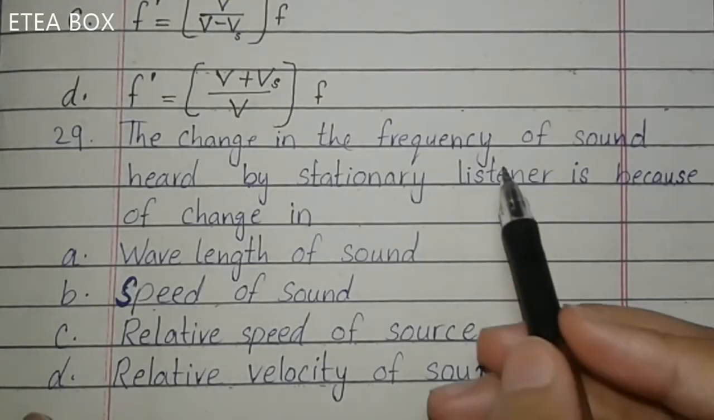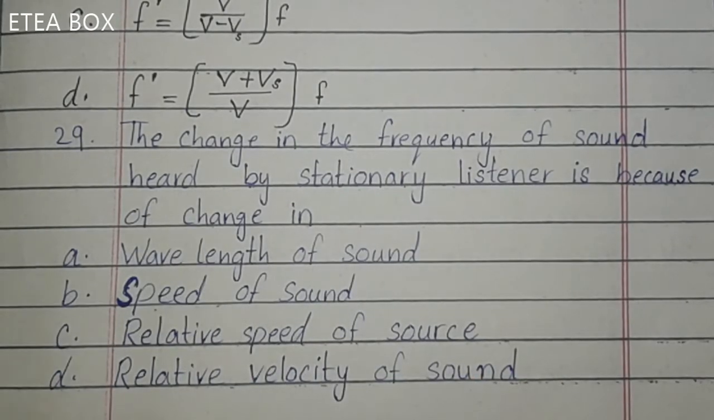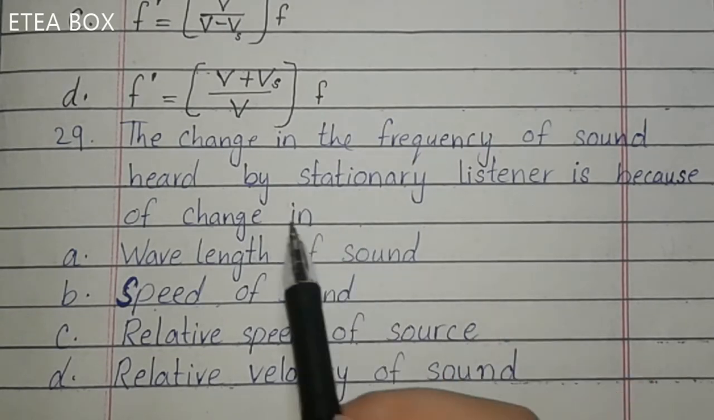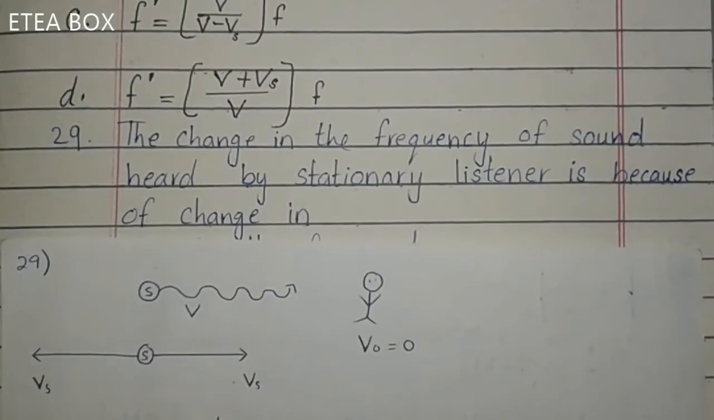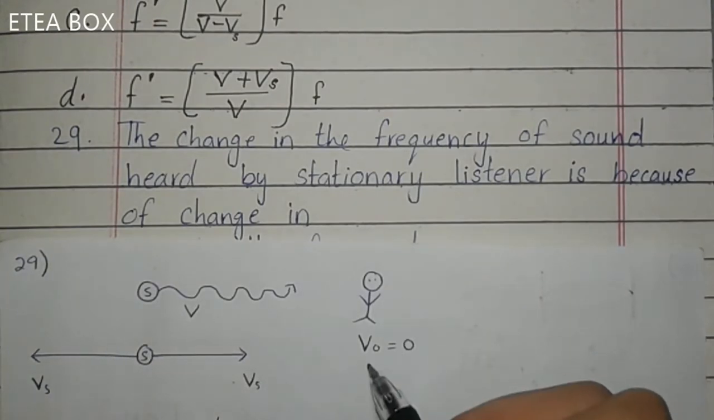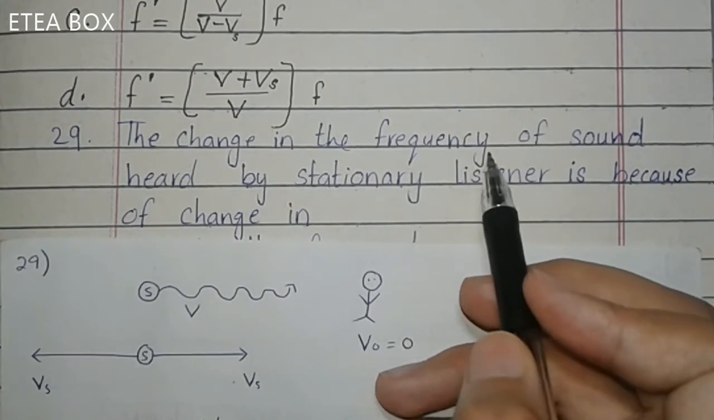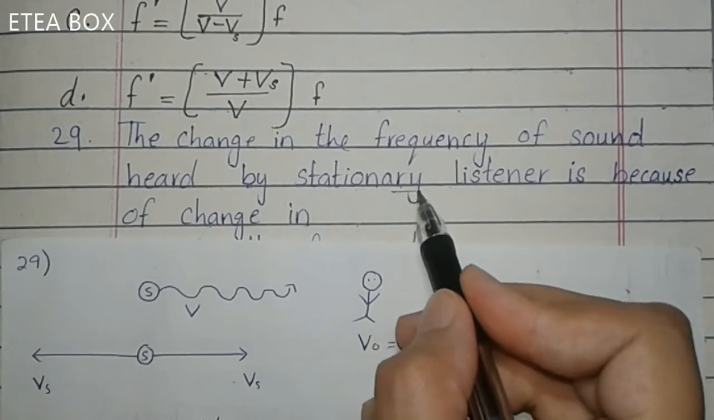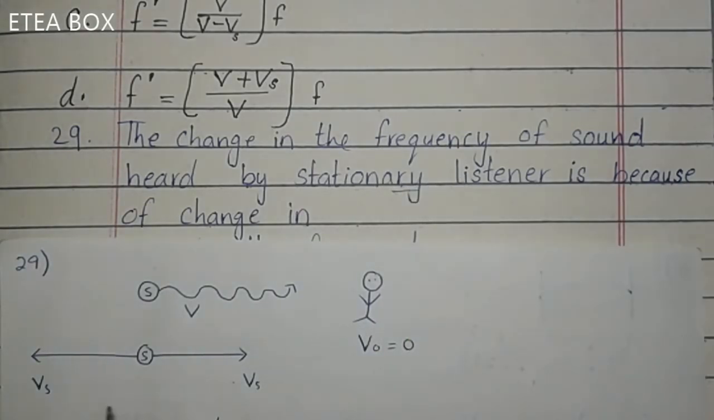Next one. The change in the frequency of sound heard by the stationary listener is because of the change in... Now let's find this one. Here the listener is stationary, the observer is stationary, and the sounding source is in motion. The sound source is moving with velocity Vs and the observer is stationary here. Look, the change in frequency occurs because of the motion of either the source or the listener. Here the listener is stationary, so the source must be in motion, due to which the change occurs.